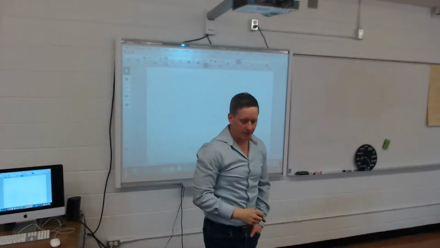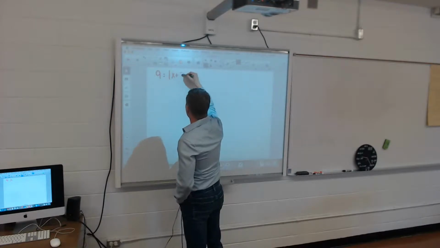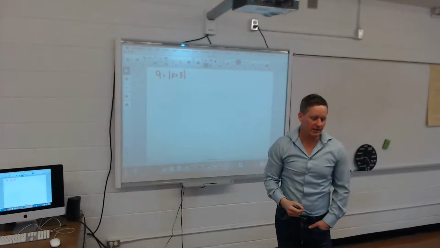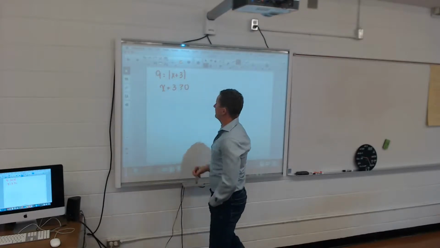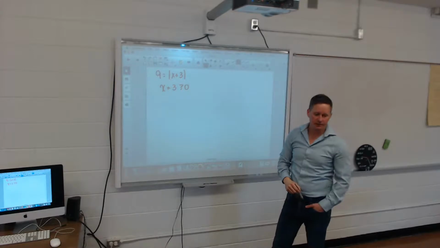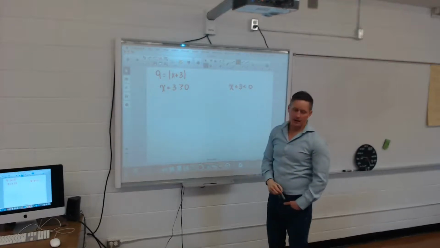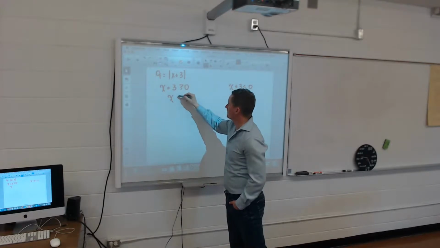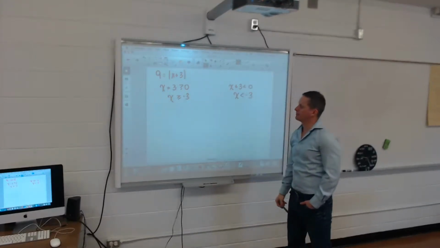All right. So in 2B, I have 9 equals absolute value of x plus 3. So the first thing I want to do is check case 1. Case 1 is when x plus 3 is greater than or equal to 0. Case 2, x plus 3 is less than 0. So in order for it to work, x has to be greater than or equal to negative 3, or x has to be less than negative 3.